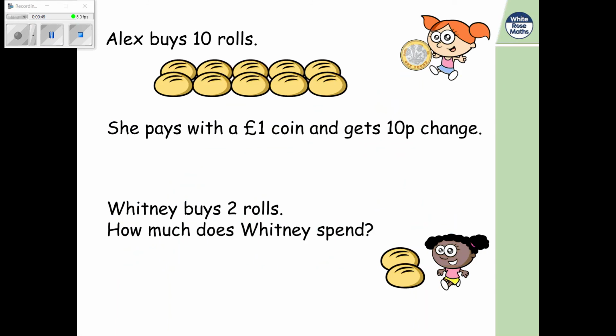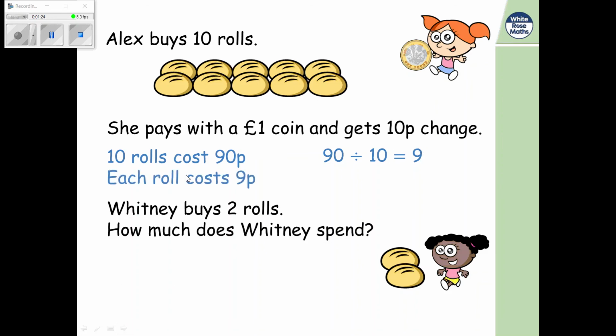So now looking at these worded problems. Alex buys 10 rolls. She pays with a £10 coin and gets 10p change. So I want you to pause here and have a little think about the number sentence you can create with this worded problem. If you're not sure, then just listen here and we'll do it together. So first of all, we know that she got 10p change, which means that the 10 rolls cost 90p, which means 90 divided by 10 equals 9. And that means that each roll costs 9p.